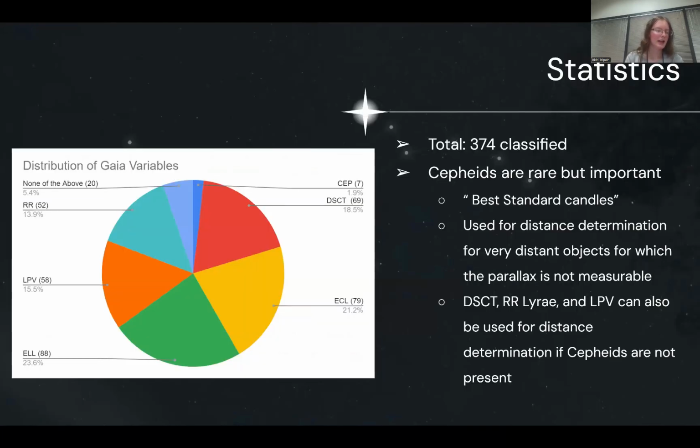This next slide includes a pie chart that shows the distribution of the 374 different variables that we classified. Of these variables, Cepheids are the least common, but the most important. They're the best standard candles and are used for distance determination for very distant objects, for which the parallax is not measurable. They have a period luminosity relationship in which the variability period is closely related to their luminosity. And delta Scuti type pulsators, RR Lyrae type pulsators, and long period variables can also be used for distance determination if Cepheids are not present.